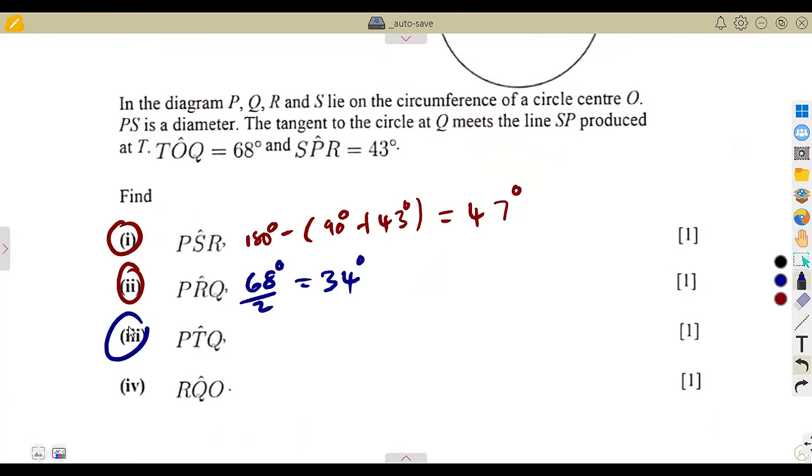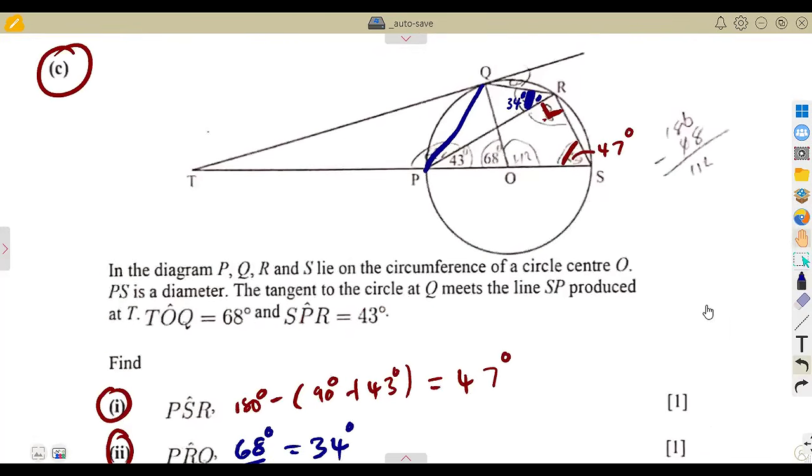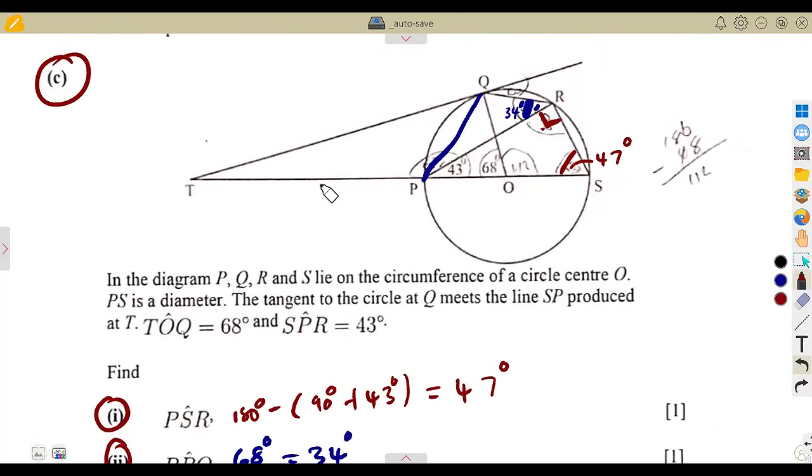All right, then PTQ. PTQ, from P to T to Q, that is this angle here. All right, so what can we consider here? There are so many ways. Remember, there we have got a radius from O to Q, that's a radius, and a tangent. A radius and a tangent meet at 90 degrees. So this angle is 90 degrees.